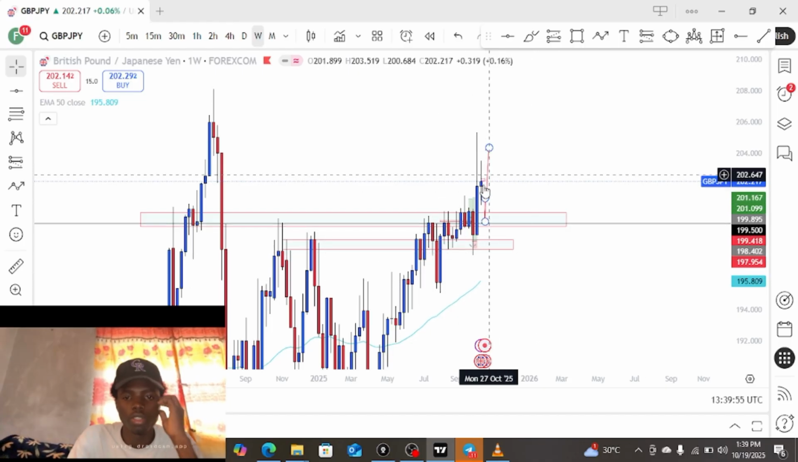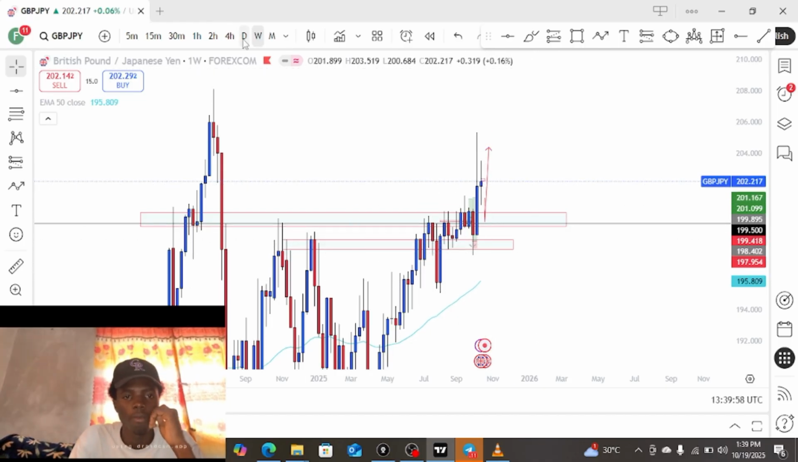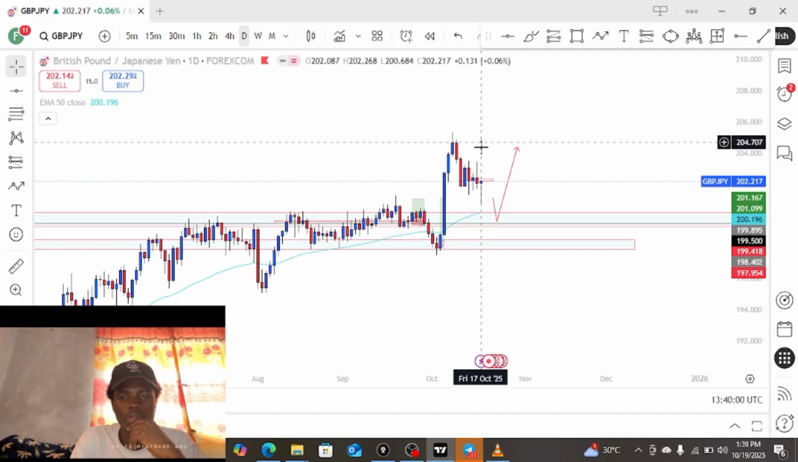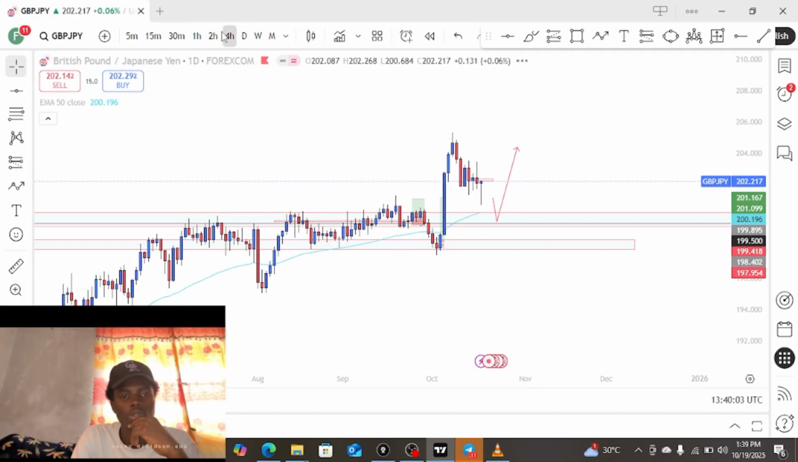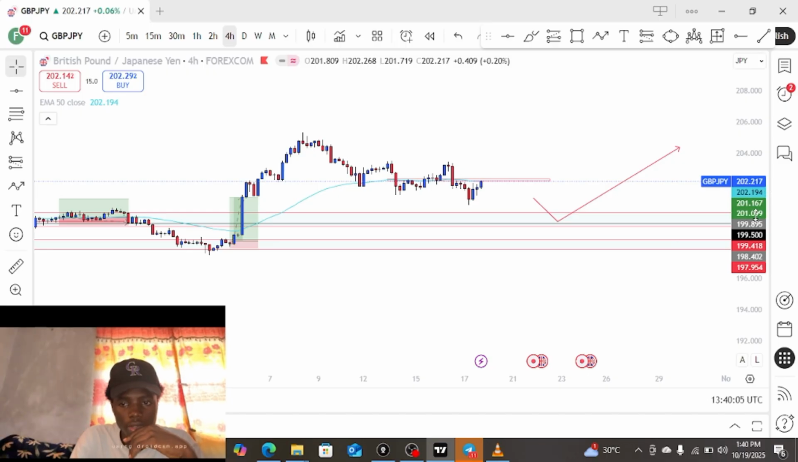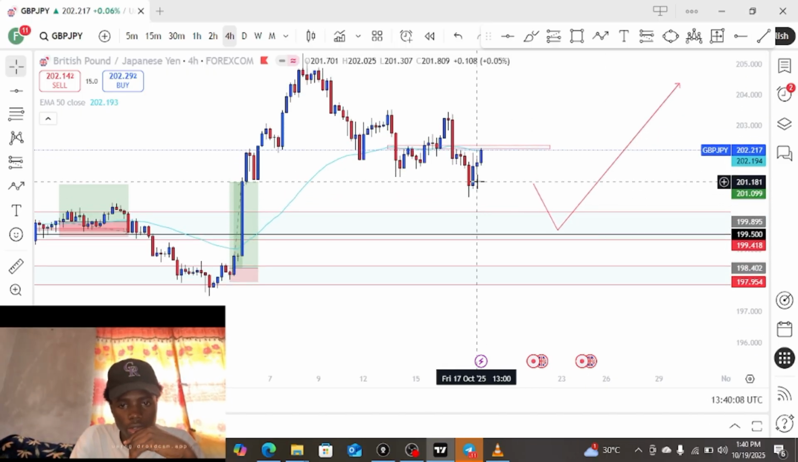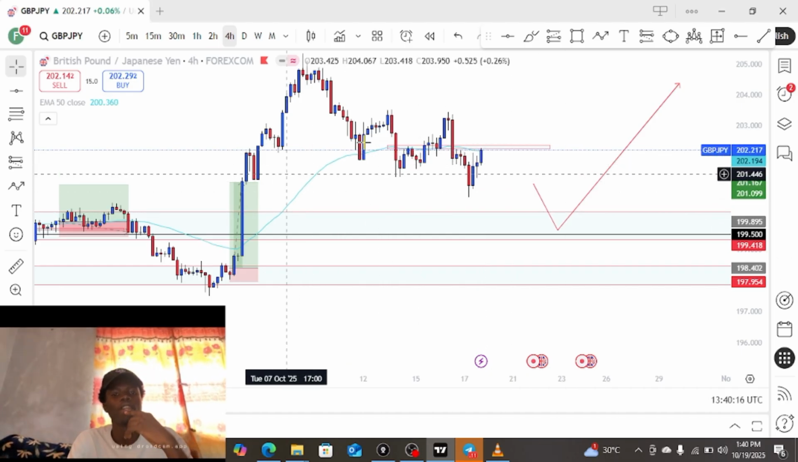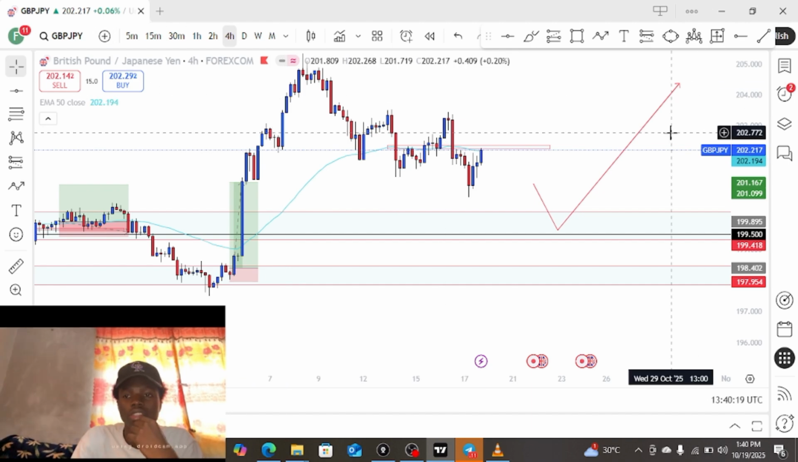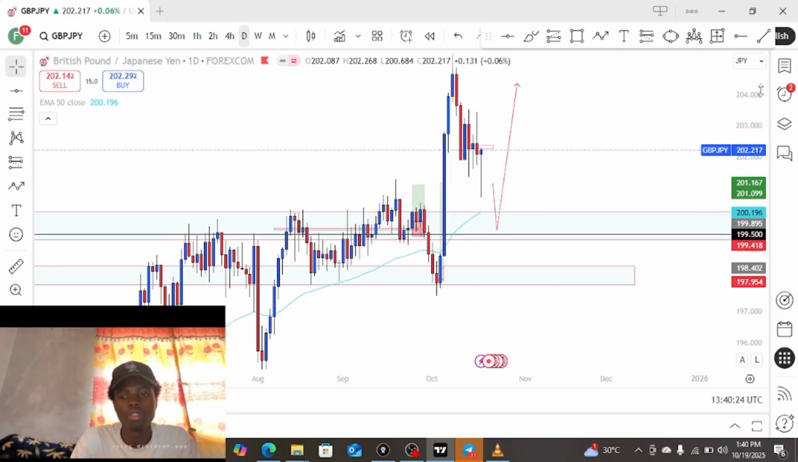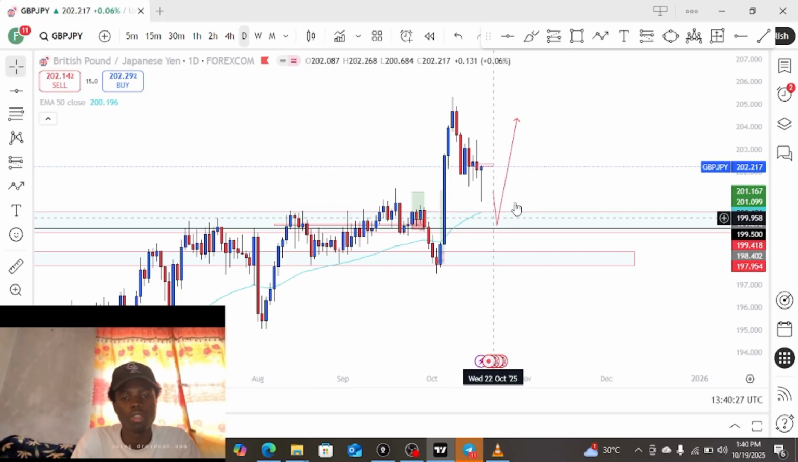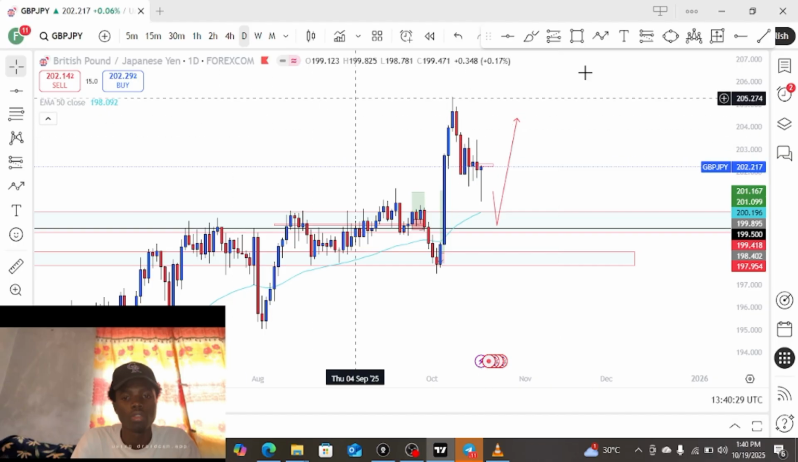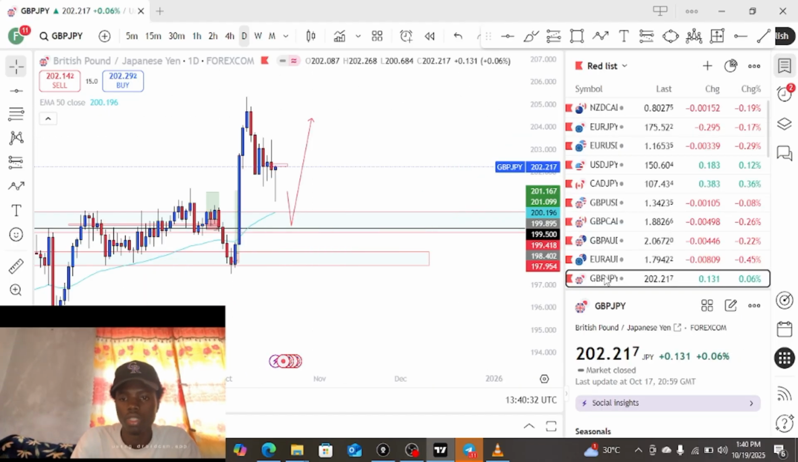GBP JPY is bullish, the weekly is bullish, and daily is bullish. 4 hours. Man, I'm not taking this counter trend. This is very risky. This is a high risk trade. I'm not taking this, so I'm just looking for the daily to come and touch this AOI right here. Okay, that's what I'm looking for. I'll keep an eye on this trade.